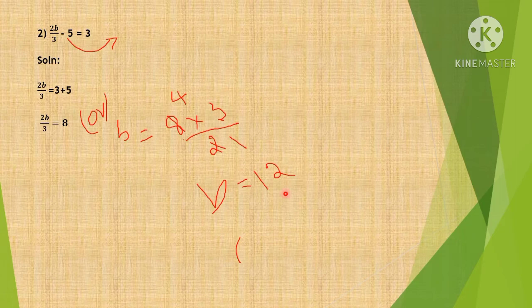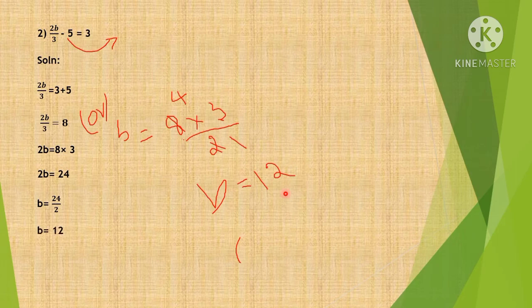You will be getting the answer b is equal to 12. Or else you can do step by step. 2b is equal to 8 into 3. So 8 3s are 24. Then 2b is equal to 24. Then b is equal to 24 over 2. Bring that 2 to the right hand side, so we'll be writing it in the denominator. 24 divided by 2, what is the answer? b is equal to 12.